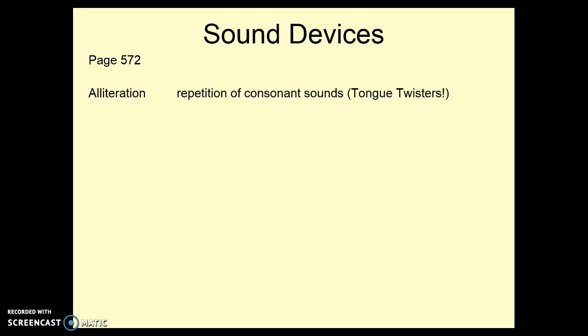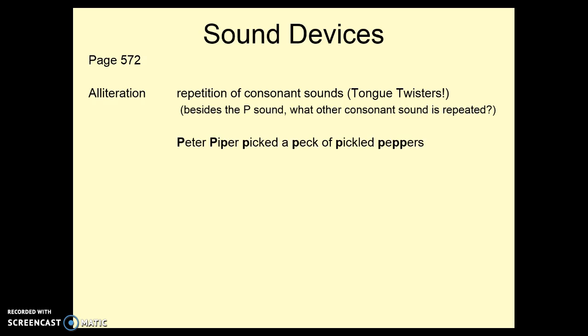So you watched the first part on a few elements, and now I want to cover a couple more. Sound devices are really interesting. Ignore that page number, by the way. We don't have a textbook anymore, which is kind of cool. The first one's alliteration, and it's the repetition of consonant sounds. Think of tongue twisters. So when I show you this particular alliteration from this limerick, think about what consonant sounds are repeated besides the P.